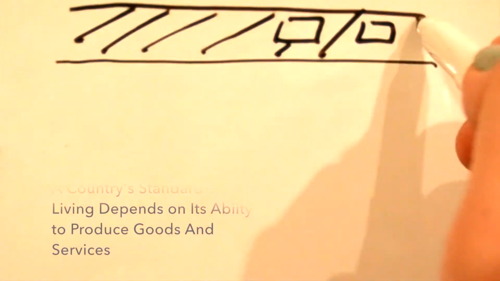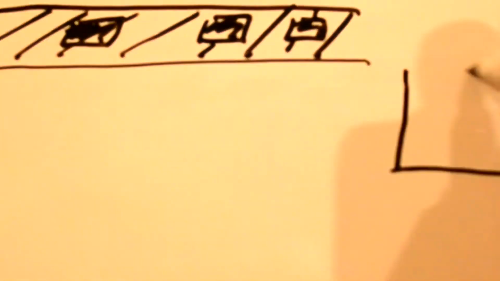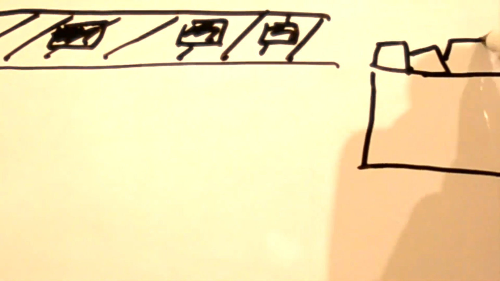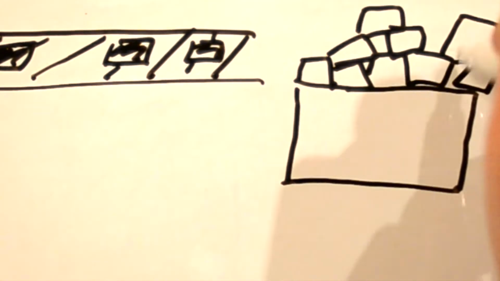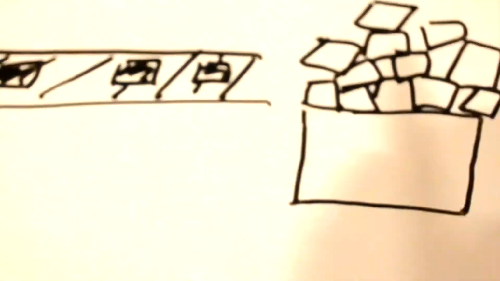8. A country's standard of living depends on its ability to produce goods and services. In nations where workers can produce a large quantity of goods and services per unit of time, most people enjoy a high standard of living. In nations where workers are less productive, most people must endure a more meager existence.